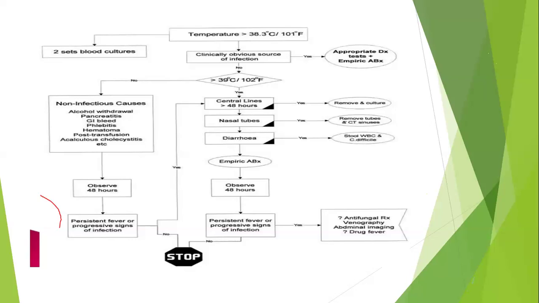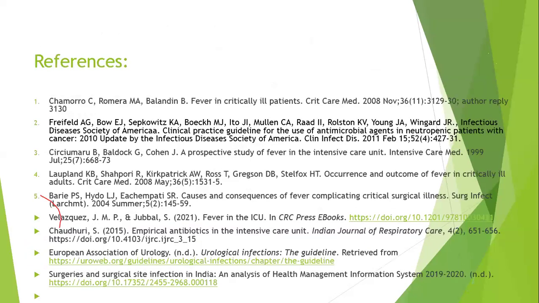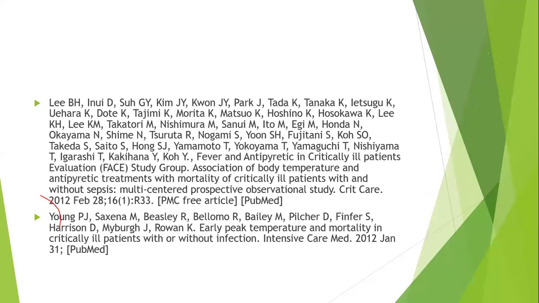Now look at it. If the fever is not more than 39 degrees, it's just about 38.5, you want to think about non-infectious causes. And you observe for another 48 hours. If there's still persistent fever or progressive signs of infection, you want to escalate, and treat with antipyretics. So this flow chart should always be on our mind as we approach any patient in ICU with fever. All right, these are my references, ladies and gentlemen.